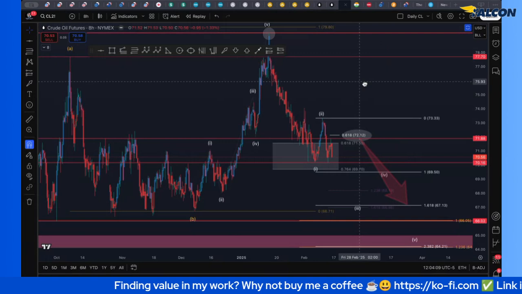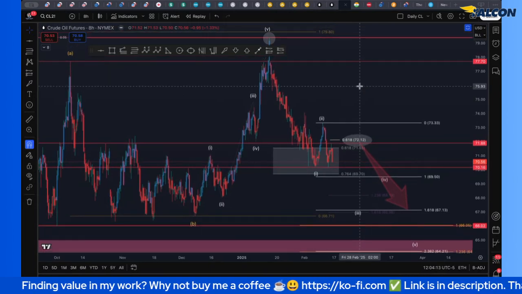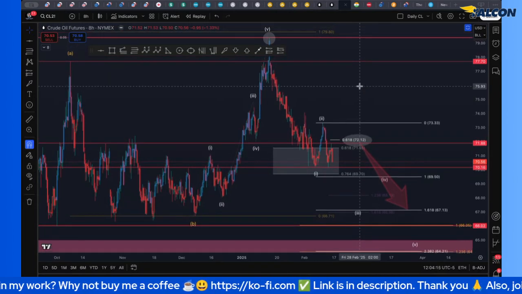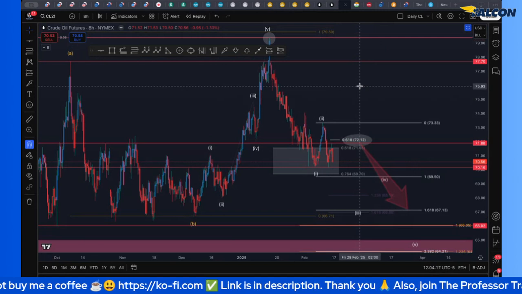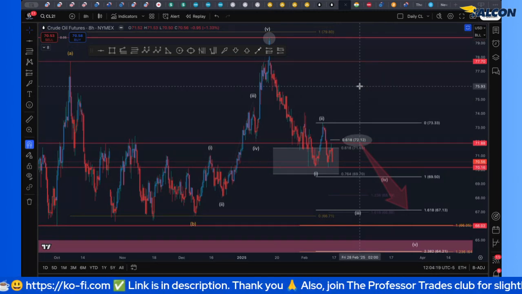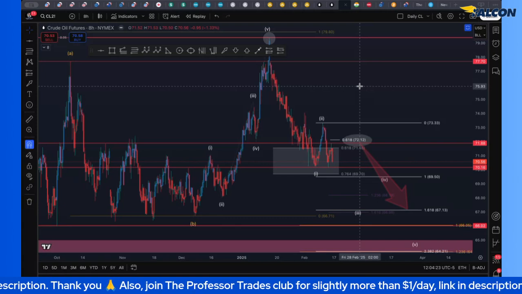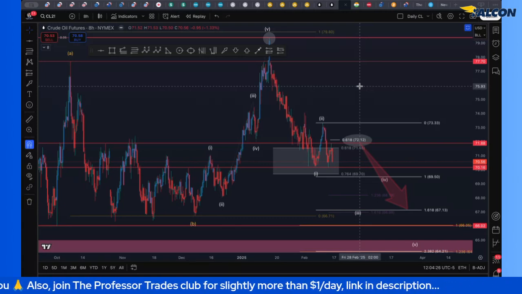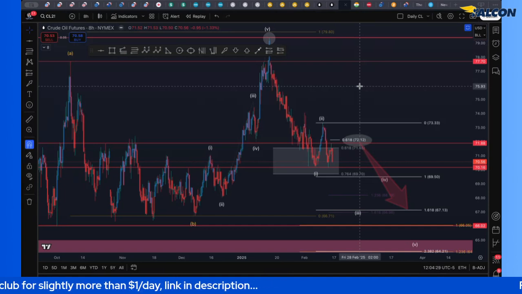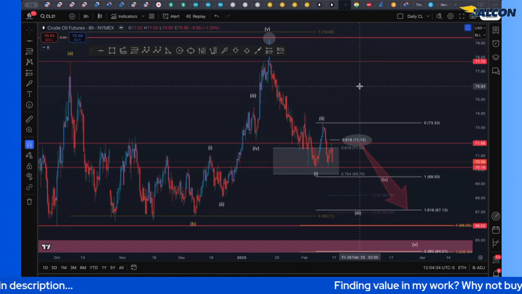See, with Armando inside of the Professor Trades Club, he's a master at identifying levels, support, resistance, supply, demand, whatever you want to call it. The levels where price is more inclined to get rejected and reverse because of what it's done in the past. He's incredibly adept at identifying structure. And the way Elliott Wave operates, Elliott Wave is incredibly adept at identifying the structure of the actual wave.